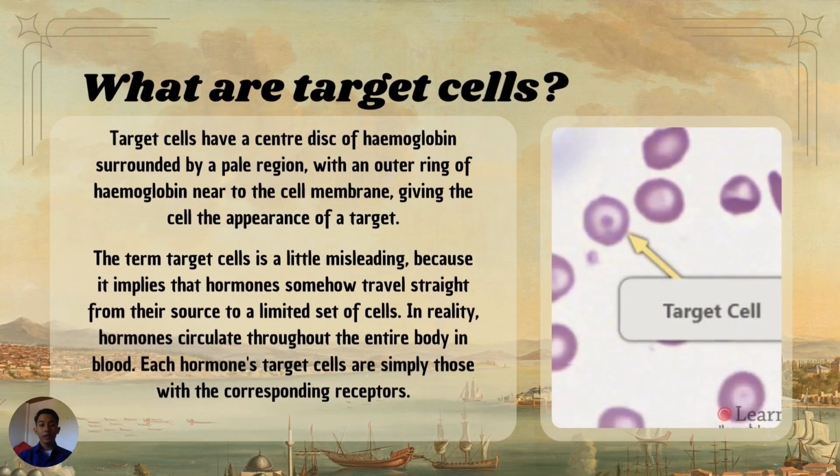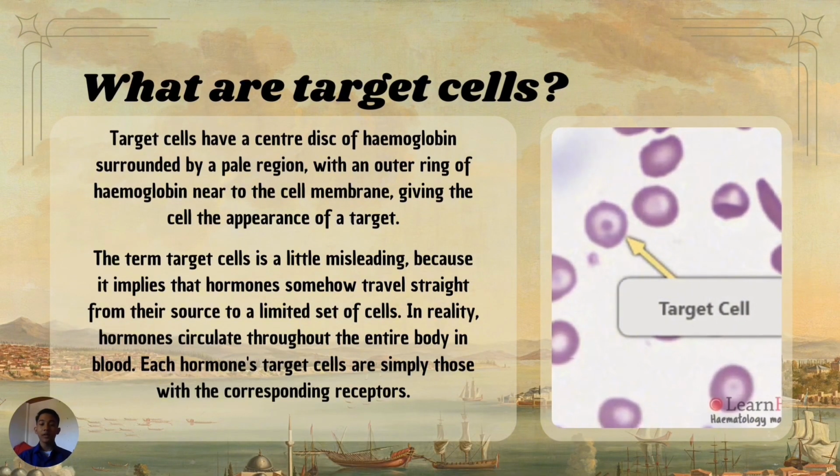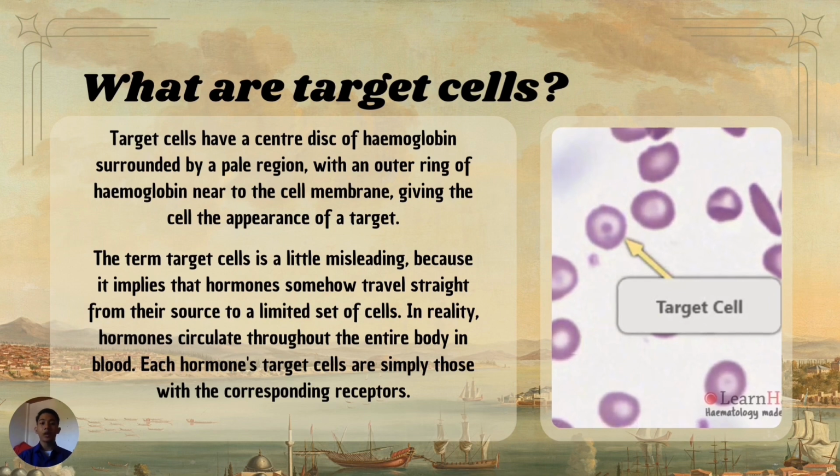Well, target cells have a centered disk of hemoglobin surrounded by a pale region, with an outer ring of hemoglobin near to the cell membrane, giving the appearance of a target. The term target cell is a little misleading because it implies that hormone somehow travels straight to a limited set of cells, but in reality, hormone circulates throughout the entire body in blood. Each hormone's target cells are simply those with corresponding receptors.